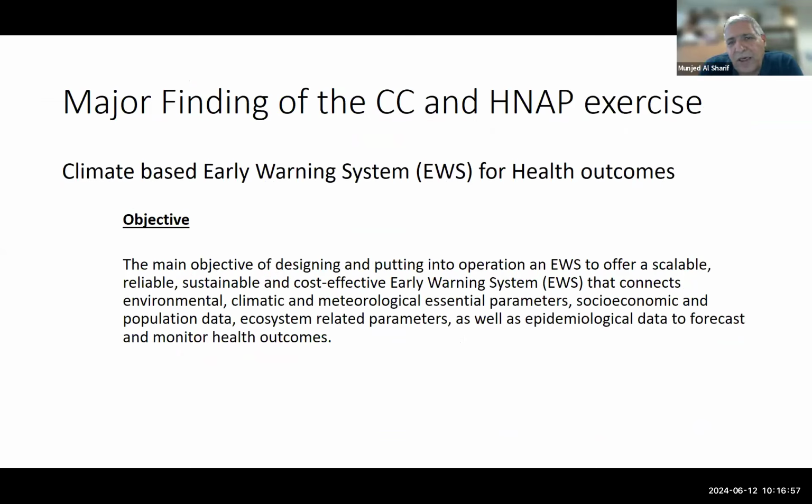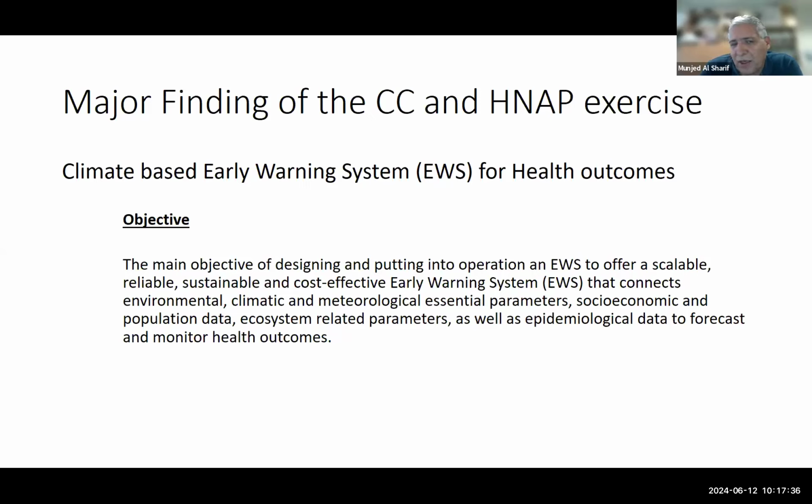One major finding of the HNAP exercise was that it was agreed by all parties that a climate-based early warning system for health outcomes is needed, because I'm not sure if you went through this before, but it was very difficult to relate incidence of diseases directly with the climate change parameters. So okay, you have an increase in temperature, you have a decrease in precipitation, but how do you link it to the diseases that might be stemming out of that?